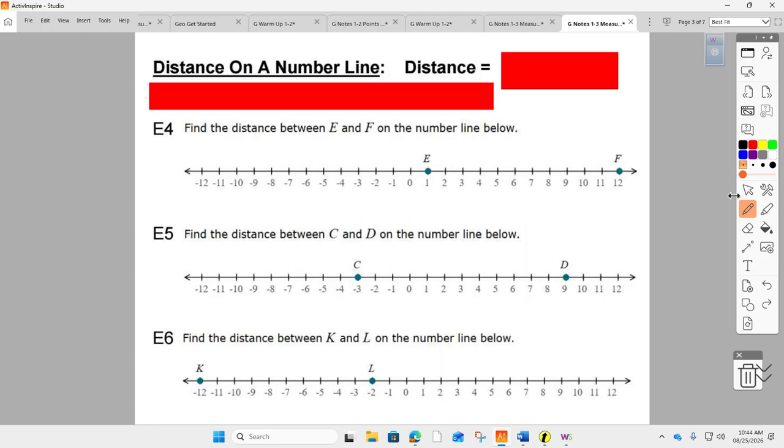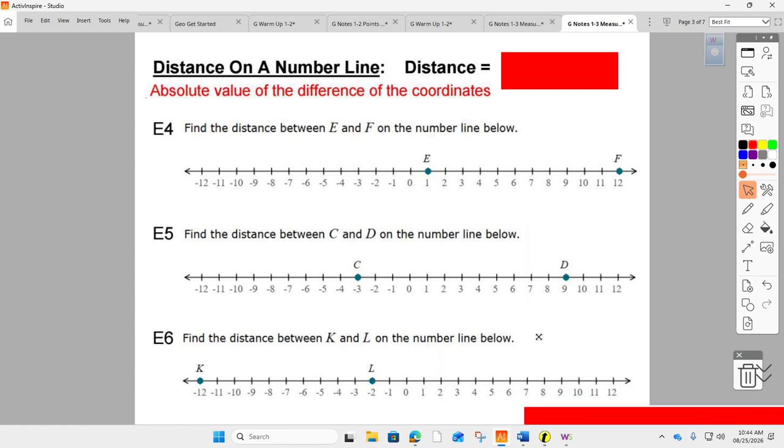But there's also a formula, and you should be able to use both, because they might not give you the number line, right? They might give you big numbers. It would be too lengthy, too time-consuming to draw the number line and count. So to find the distance on a number line, we can also use a formula, and that is the absolute value of the difference of the coordinates. So remember, difference means to subtract. And in formula form, it's going to look like this. Remember, these vertical lines are absolute value symbols.